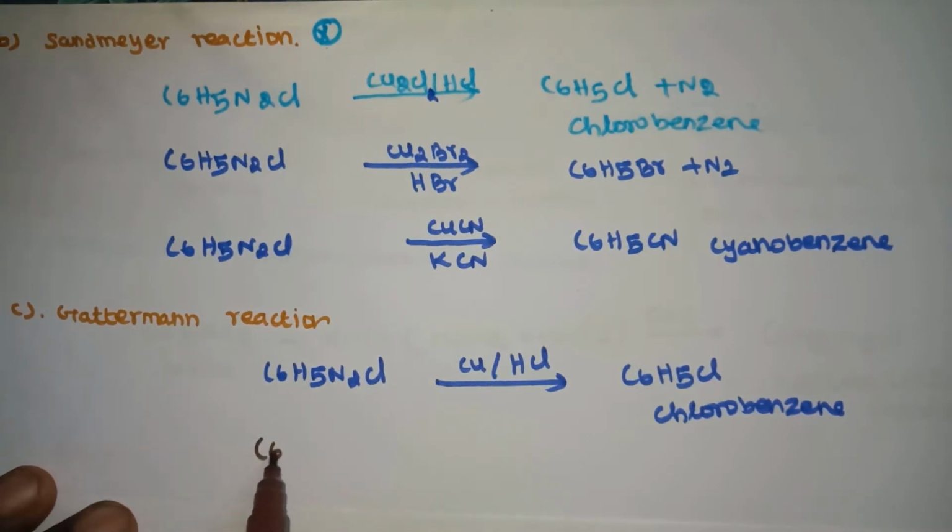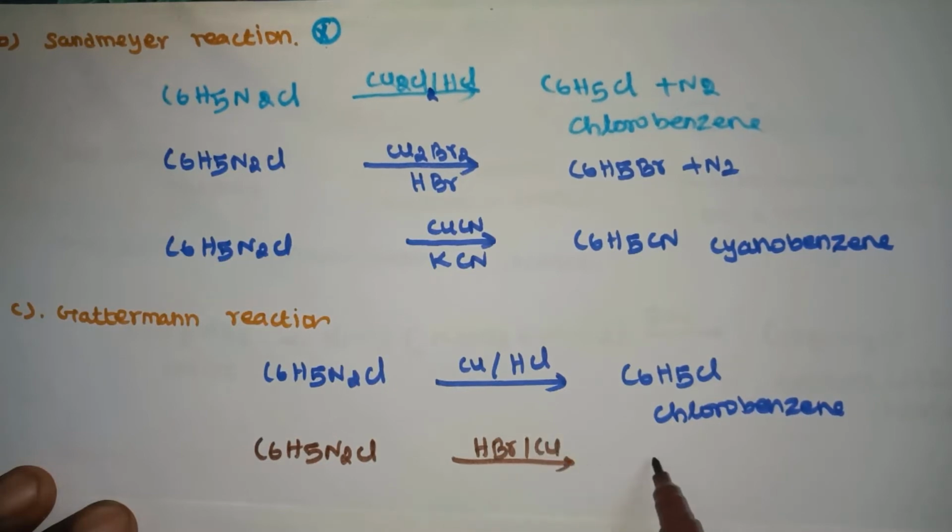Next one, C6H5N2Cl, benzene diazonium chloride, reacts with hydrogen bromide in the presence of copper to form bromobenzene, C6H5Br. This is bromobenzene.